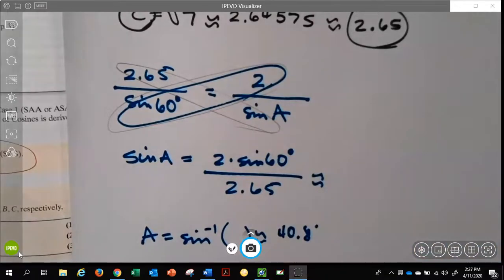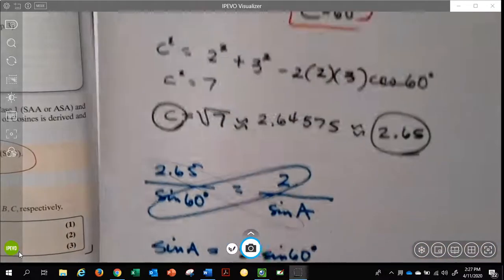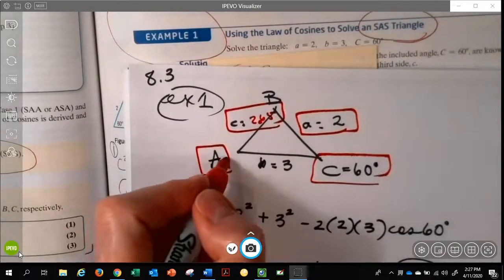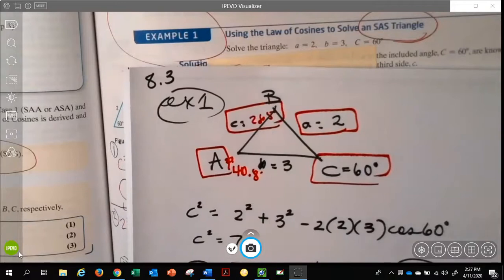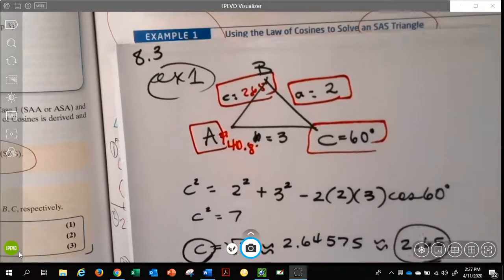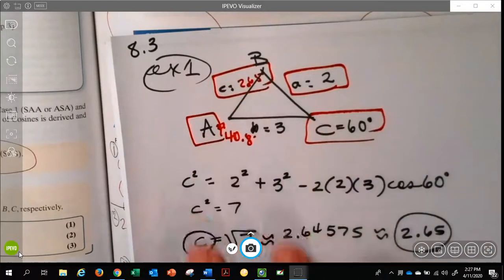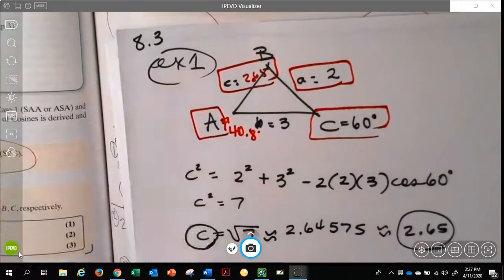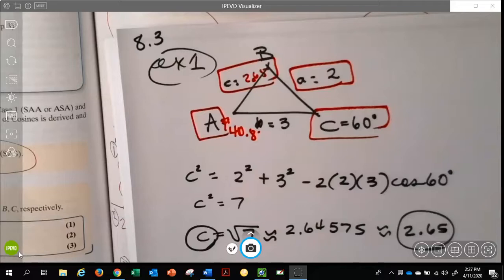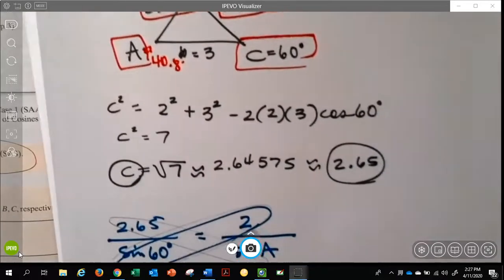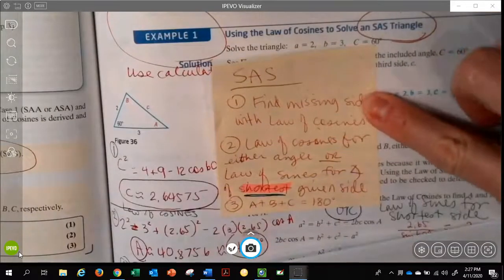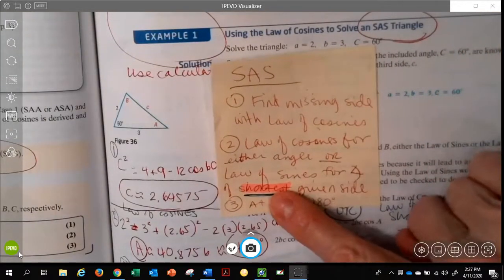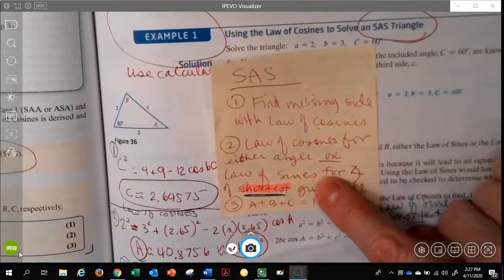And so now what that means is this 40.8 goes back up here at angle A. It's about 40.8 degrees. So when you're doing this in your homework, or on your test, you really need to think about how you're going to keep up with all of your parts, the pieces, the work, and stay organized. You might want to use multiple colors, a highlighter, underline, whatever else. But we used the law of cosines, and then I said, if right now you use your shortest side, we can use the law of sines.